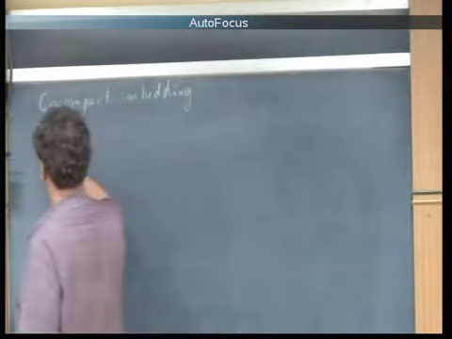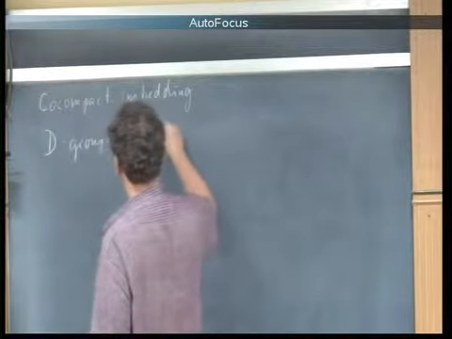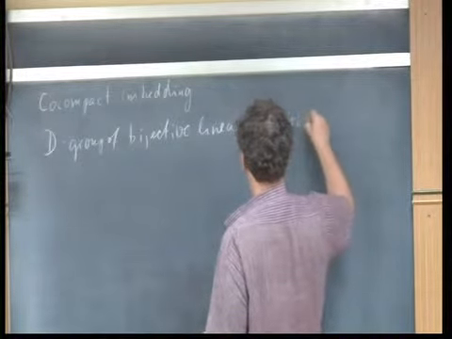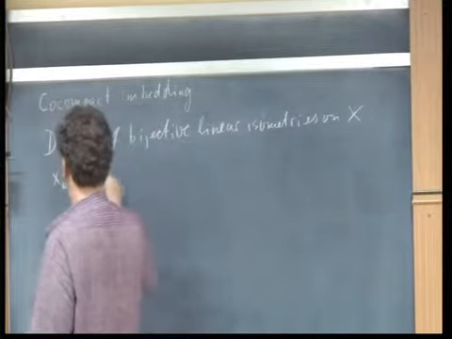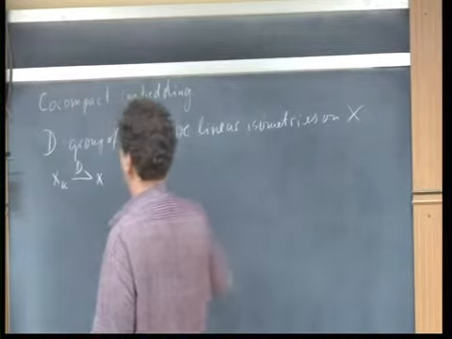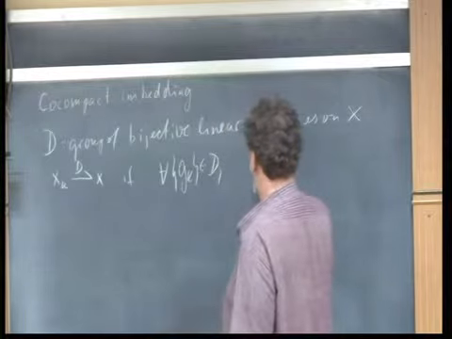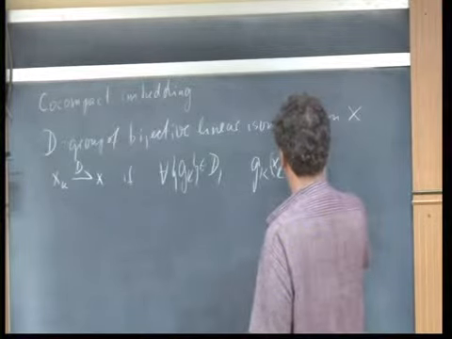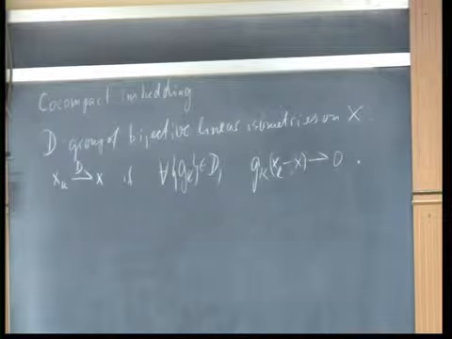So suppose that we have a group D of bijective linear isometries on X, and we say that x_k converges D-weakly to x if for every sequence g_k in D, g_k(x_k − x) converges weakly to 0.